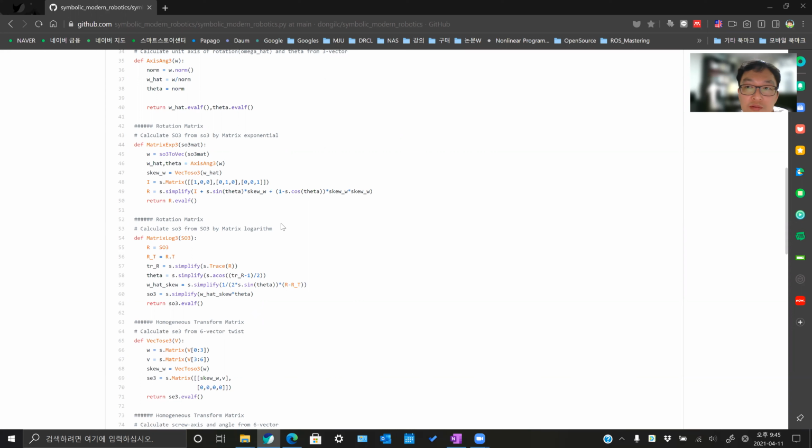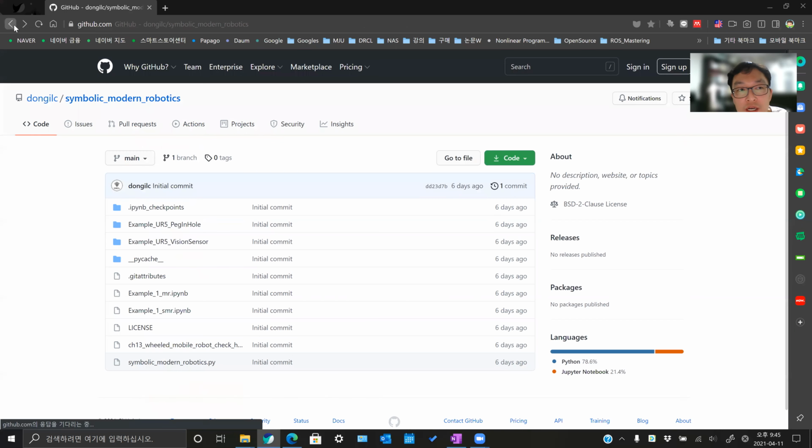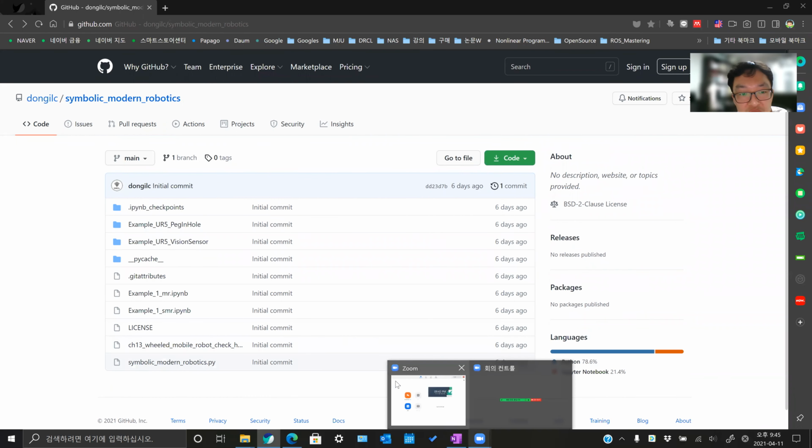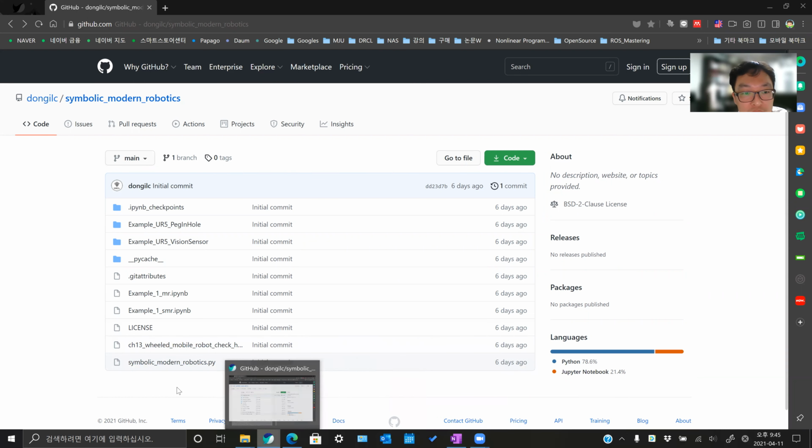Actually, the genuine modern robotics library is using NumPy, so the calculation result is only numerical. So it is hard to understand the middle of the process of calculation. So it might be useful, this package.